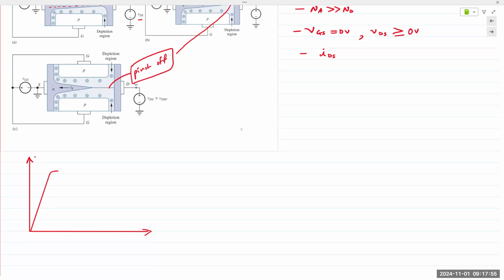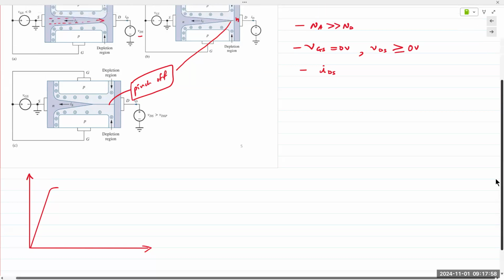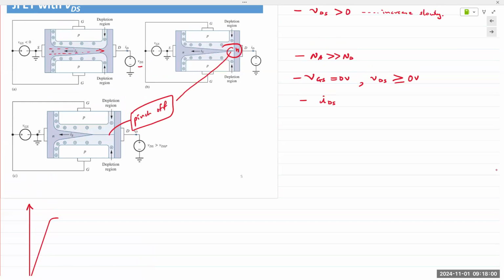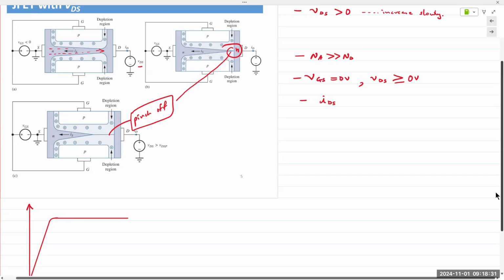So even though the channel meets right here, it's not quite pinched off. There is a current of very high density that is still flowing through the device. Okay, and it's flowing through the gap. And hence, it does not drop to 0. It actually remains at a constant level. And that is the effect of the externally applied electric field.